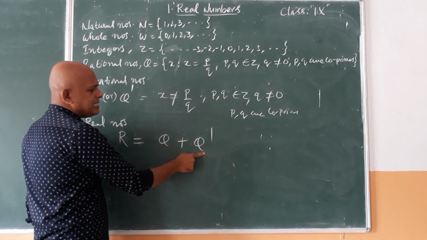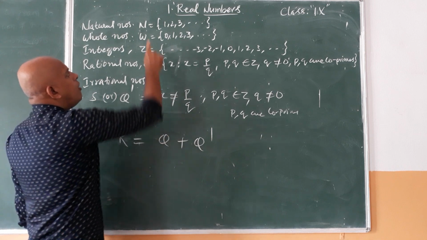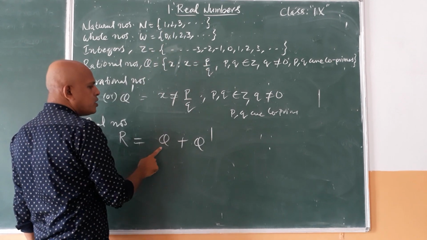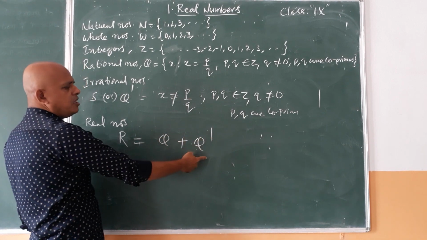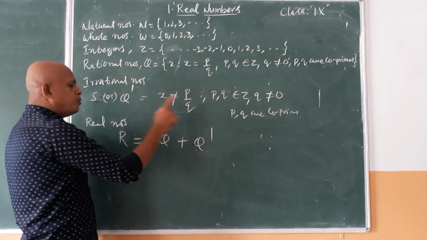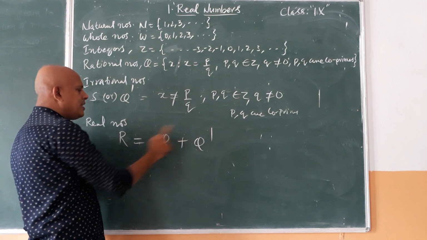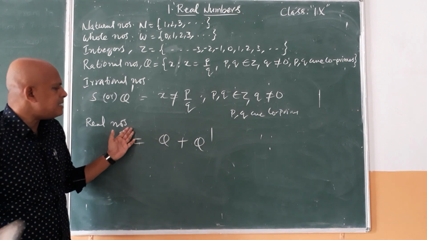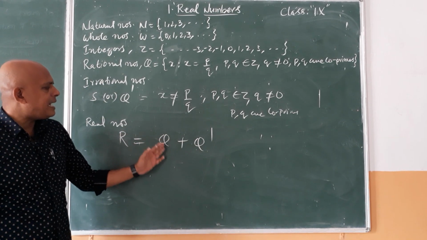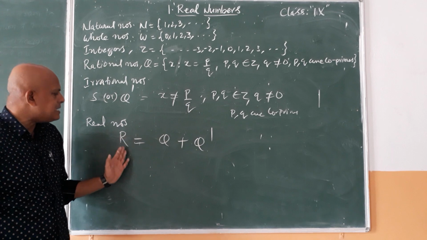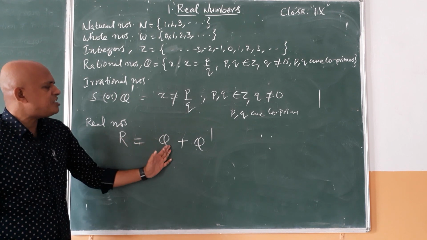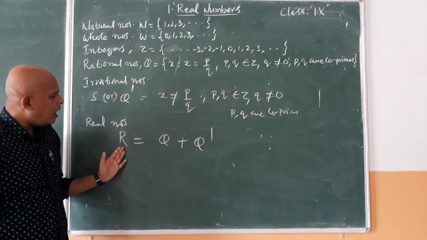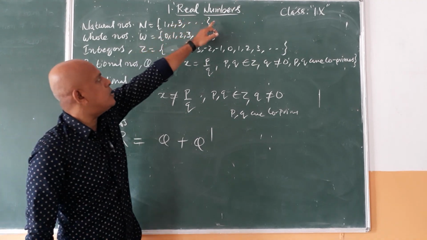Rational plus irrational. In rational numbers we get all the whole numbers, integers, and the numbers which can be expressed in the form of p by q, and the numbers which cannot be expressed in the form of p by q are irrational numbers. Both together, rational plus irrational, are called real numbers. The combination of rational and irrational numbers is called real numbers and is denoted with R. So this is our main topic: real numbers.